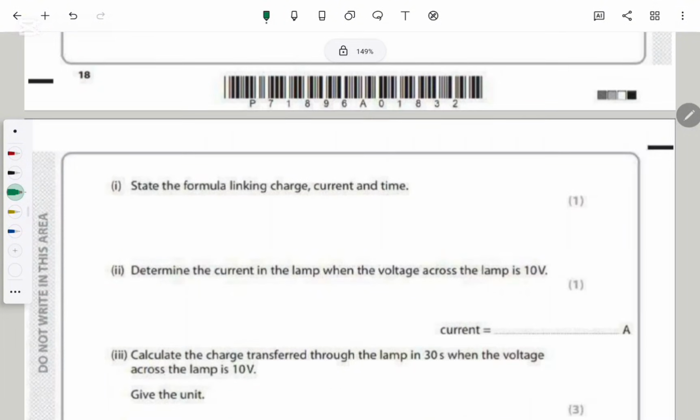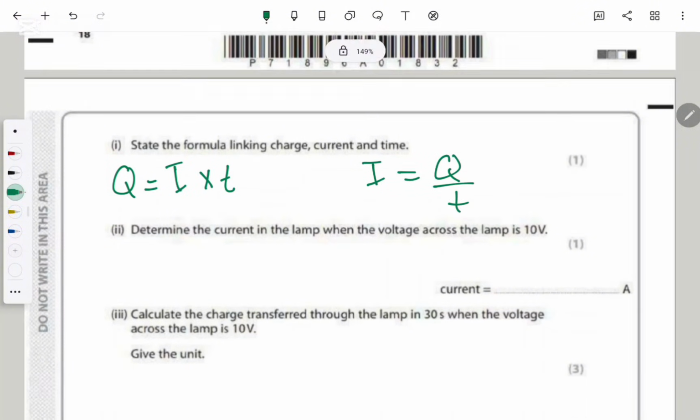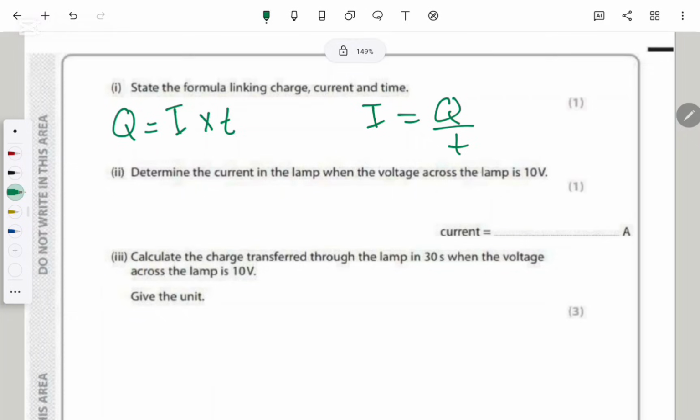State the formula linking charge, current, and time. We all understand that the charge is current multiplied by time. If you want to write it as current equals charge divided by time, it would also work. Then the next question asks you to determine the current in the lamp when the voltage across it is 10 volts.